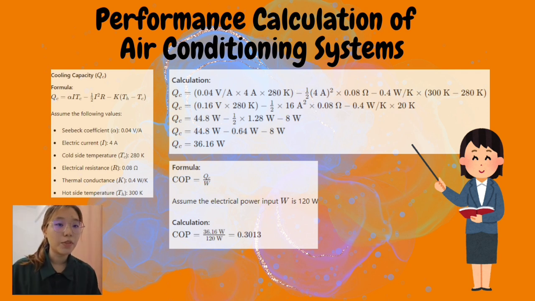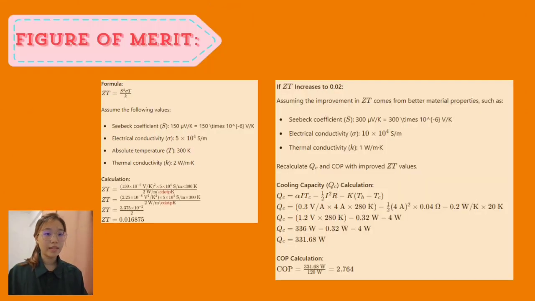So now, let's put values inside the formula of QC. After calculation, we will get QC equal to 36.16 watt and the COP will be 0.3013. Next, let's calculate the figure of merit, that is ZT of the system. After calculation, we will get ZT equal to 0.01.